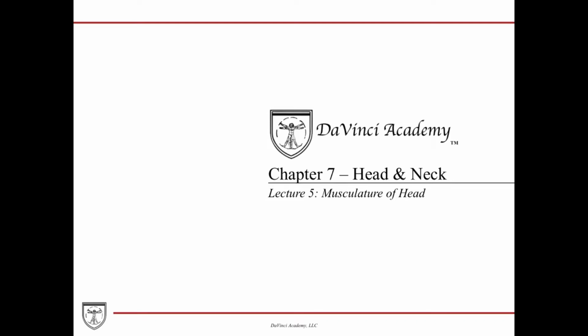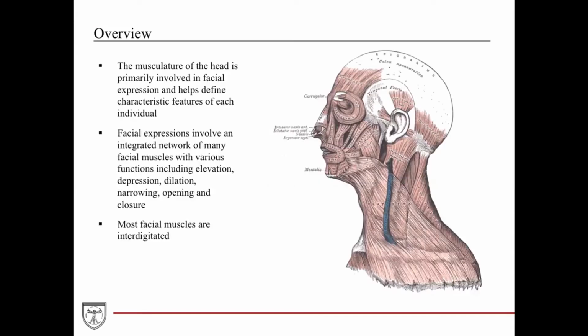Here we're going to be talking about the musculature of the head. This is a rather short chapter, it's actually not too bad, so we're just going to go through it pretty quickly. The musculature of the head is primarily involved in all the muscles of facial expression and helps define the unique characteristic features of each person.